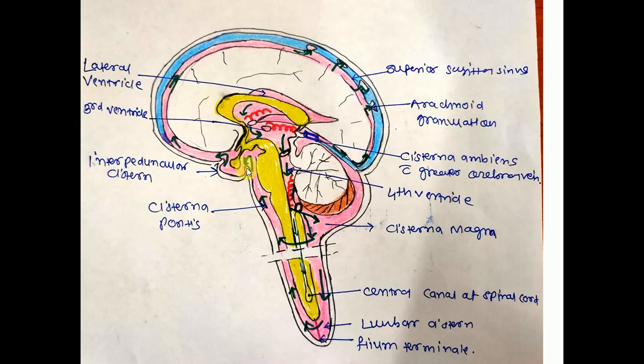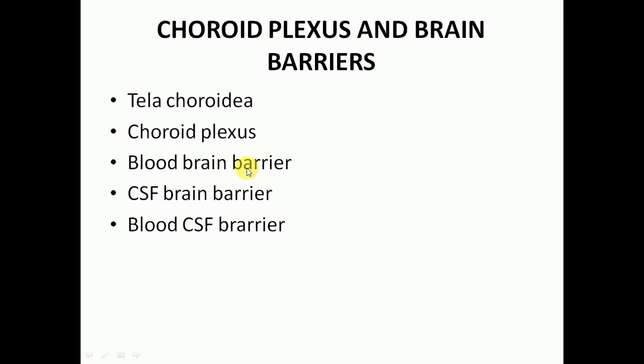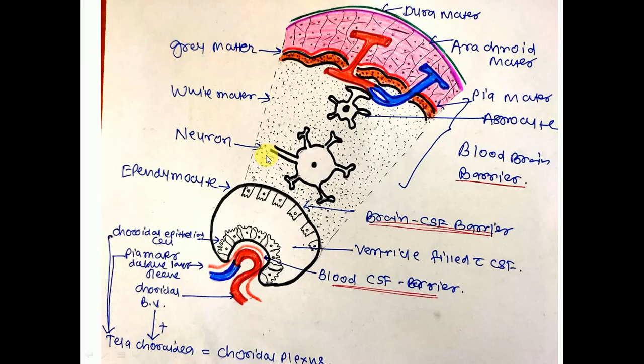Okay. Our next point is choroid plexus and brain barriers. So already we have discussed what is choroid plexus. Choroid plexus is made up of three structures: choroidal epithelial cell, double layer fold of the pia mater, and blood vessel. These three together are equal to choroid plexus. It helps in the formation and secretion of the CSF. Now three brain barriers are there.